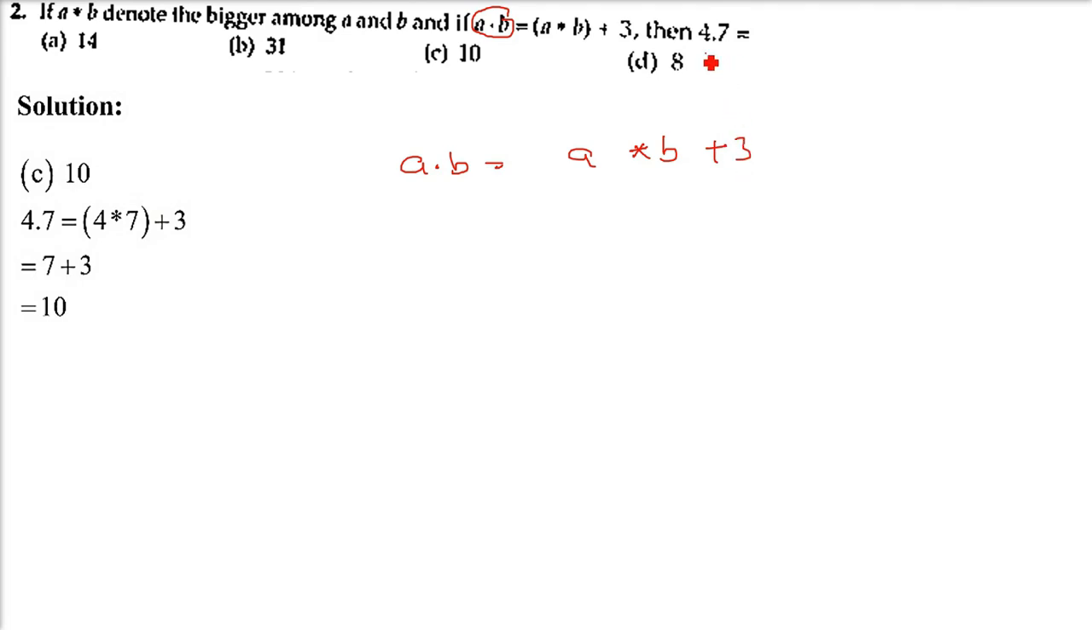So 4 dot 7 will be 4 star 7, there is 4 operated with 7, and then we add 3. But what is the operation? It is clearly given that A star B denotes the bigger among A and B. So which one is bigger, 4 and 7? 7 is the bigger one. So just write 7 here and then add it with 3. So what do you get? You get 10. This is C.